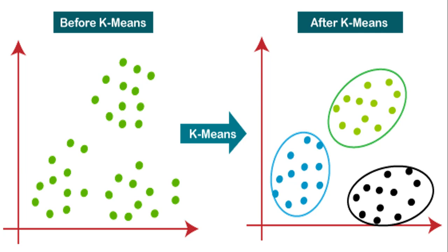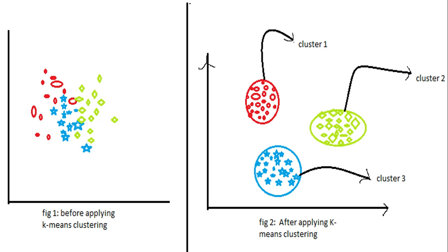Clustering means to group things with the same criteria, same features, same kinds, same categories, same types. Before applying K-means clustering, we have mixed shapes. After clustering, in cluster 1 we have a red circle. Cluster 2, we have a green circle. Cluster 3, we have blue stars circled or grouped.